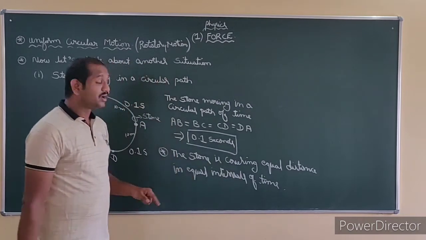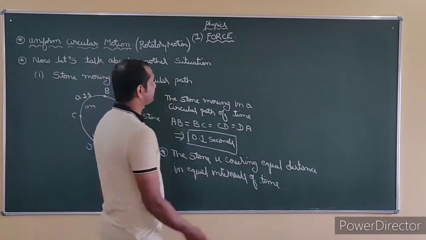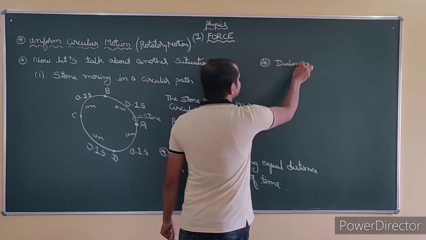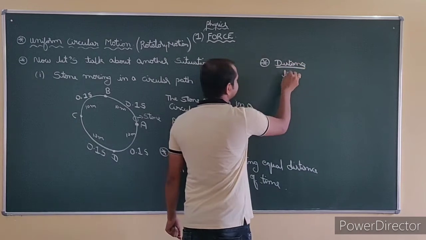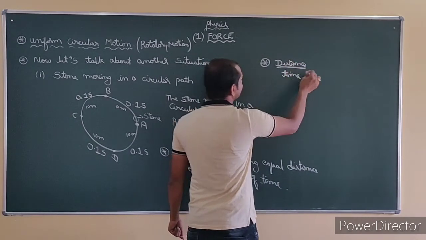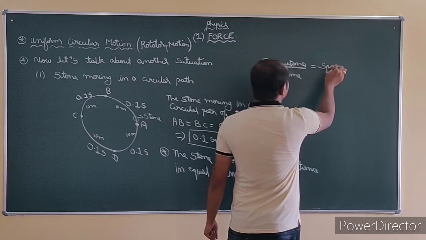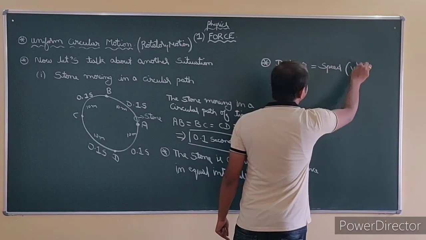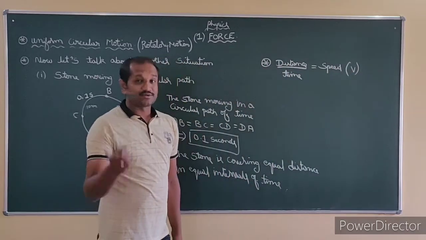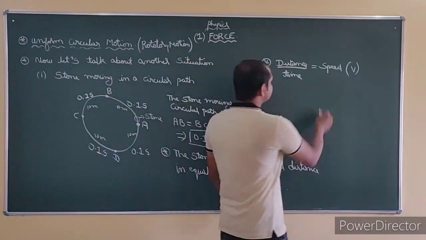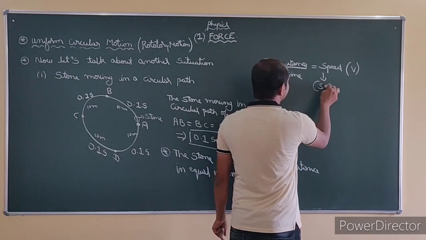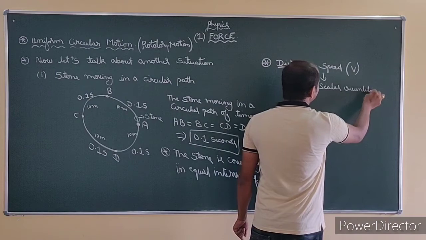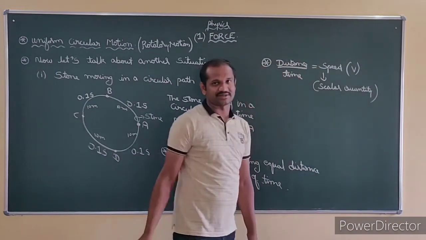So, what do you mean by distance by time? Equal distance in equal intervals of time. I am just telling you. We already know distance by time gives us what we mean by speed, which is denoted with the letter V. You have studied this in motion in one dimension. Speed is what type of quantity? Speed is a scalar quantity because it has only magnitude but no direction.